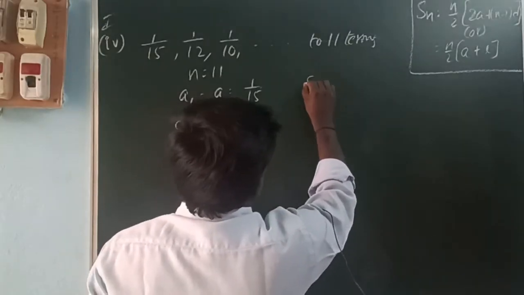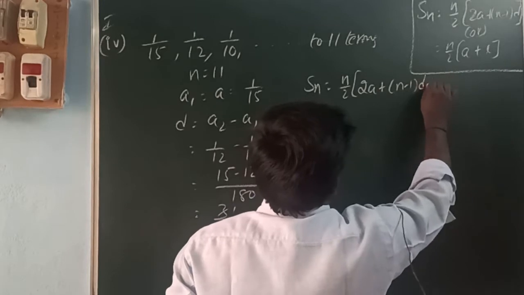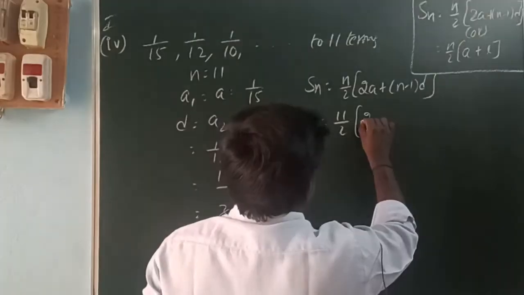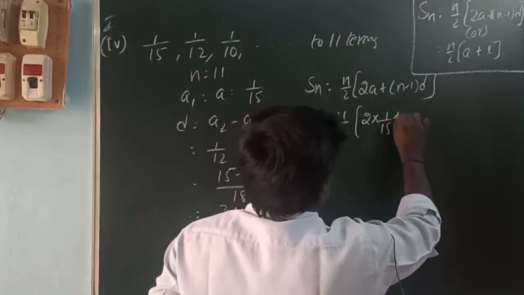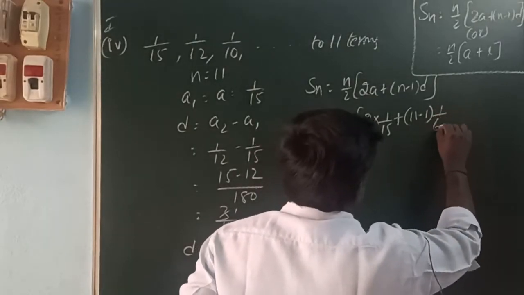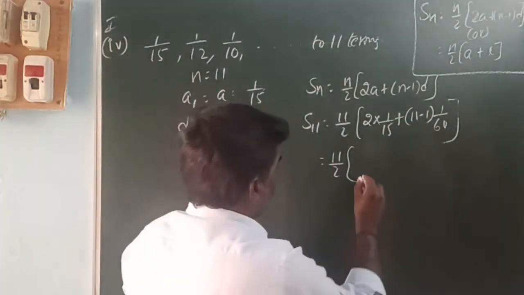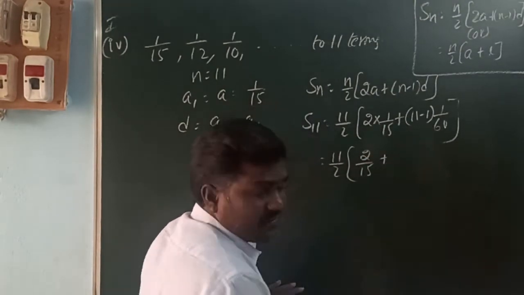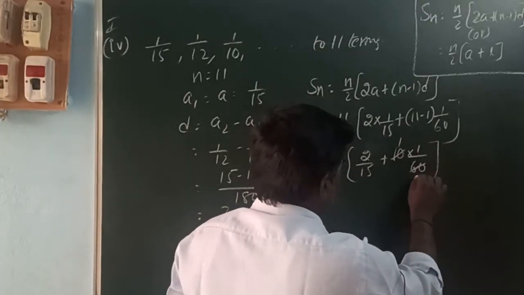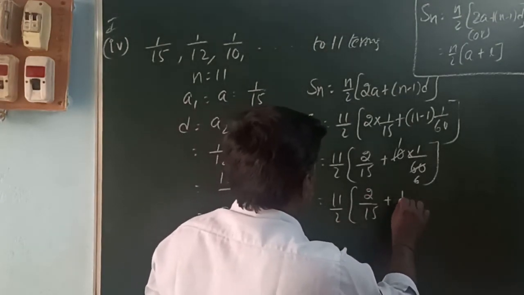Which formula can you use here? Sn is equal to n by 2 of 2a plus n minus 1 into d. Here S11 is equal to 11 by 2 of 2a, and 2 into a is 1 by 15, plus 11 minus 1 into the common difference, which is 1 by 60. So 11 by 2 into 2 by 15 plus 10 into 1 by 60. So 10 ones are 10, 10 sixes are 60, giving 1 by 6. So here 11 by 2, 2 by 15 plus 1 by 6.